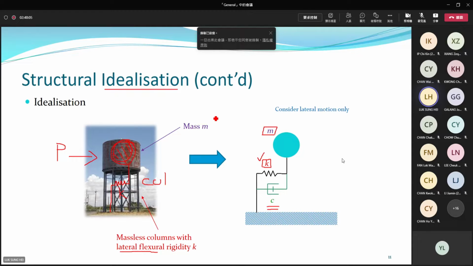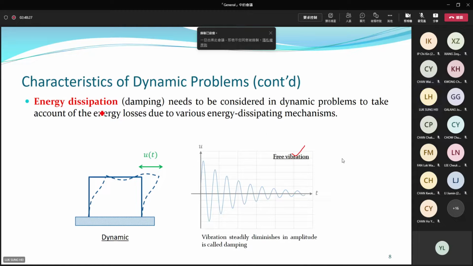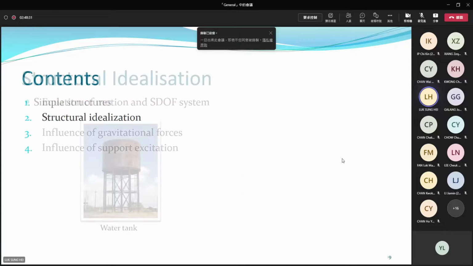C is something related to energy dissipation, the concept that we introduced on the previous slide. In a dynamic system, we need to model energy dissipation. You can think in this way: when this mass oscillates, this oscillation will not exist forever. It will finally disappear because of energy dissipation. Then how do we capture energy dissipation in our formulations?